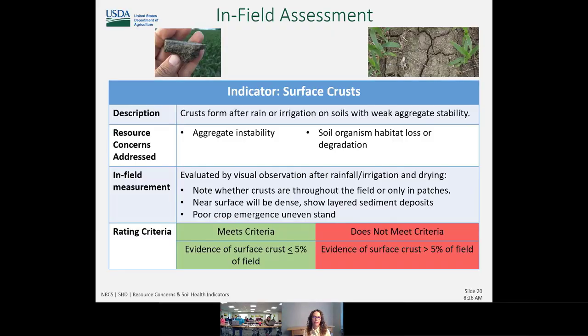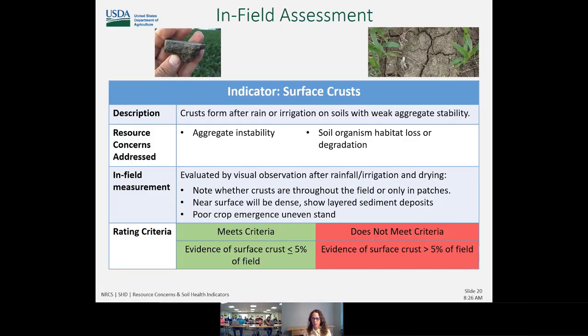So the next indicator is surface crusts, and we're looking for crusts that form after rain or an irrigation event on the soil surface, and it really reflects weak aggregate stability. So you're looking for evidence of plates that are kind of cracked, and where you have a layer of smaller particles that have consolidated at the top and formed this crust.